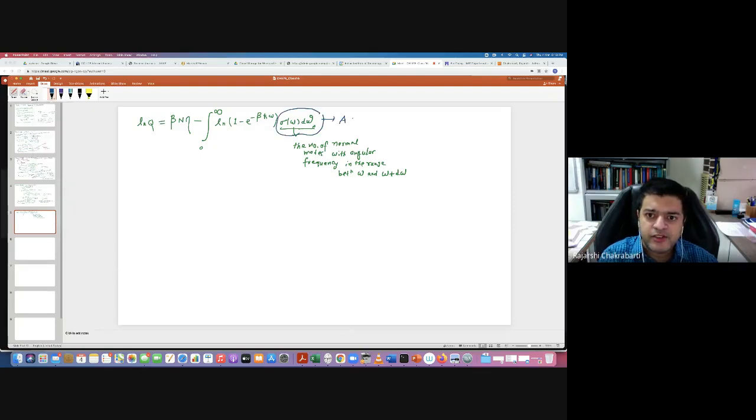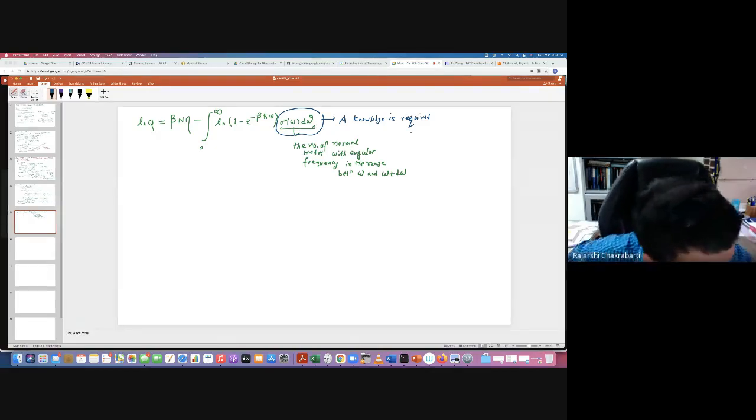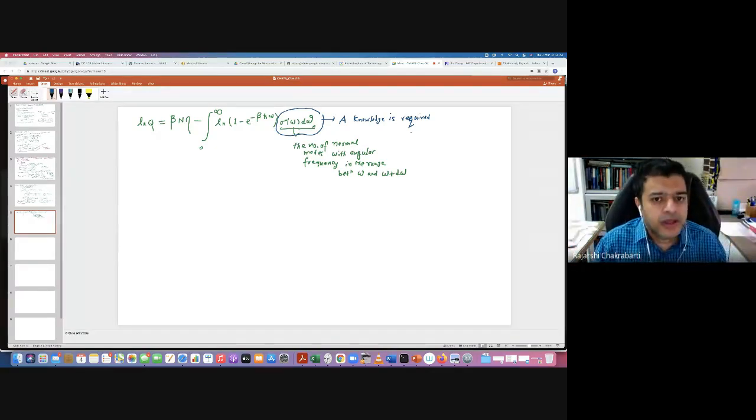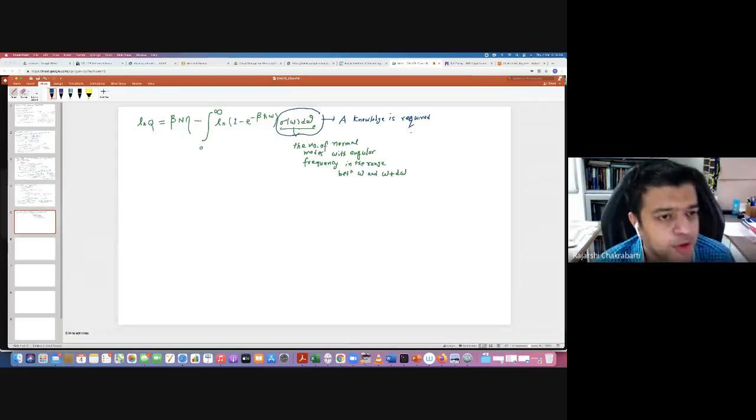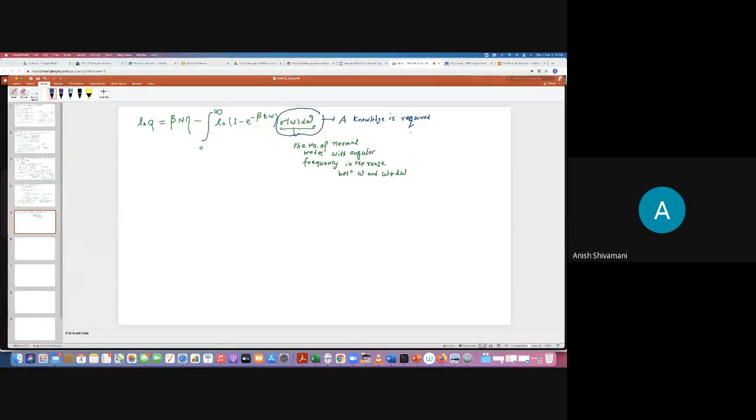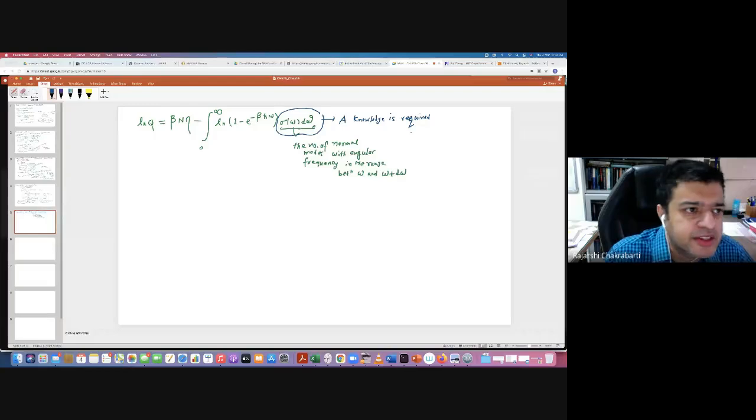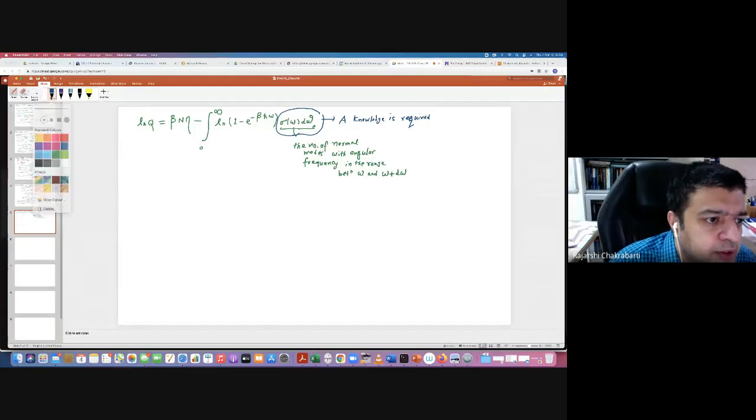A knowledge is required. Because if you have the knowledge of sigma omega, then in principle I can calculate ln of q. And if I can calculate ln of q, I can calculate the internal energy. Is this clear? Yes. So let us calculate the internal energy first. What should I do?